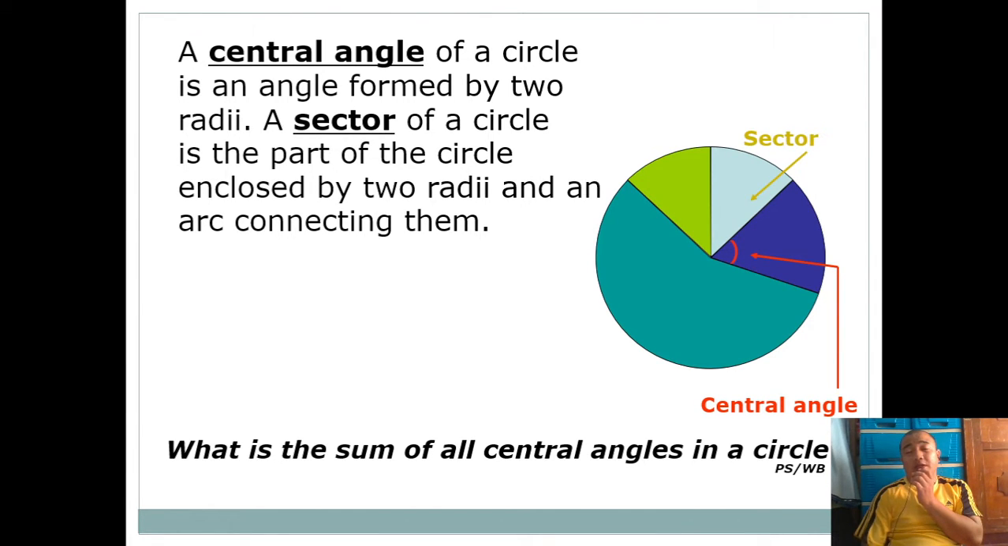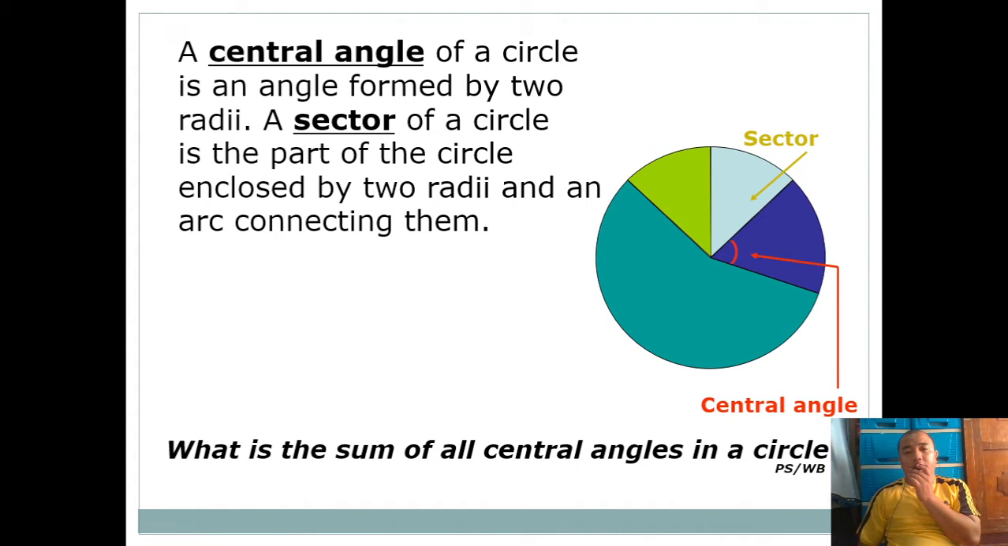Another term related to a circle is the central angle. It is an angle formed by two radii. So we have here different radii. If we have two radii, then they form an angle, which is what we call a central angle. Why is it called a central angle? Because its vertex is the center of the circle. That's why it's called the central angle.